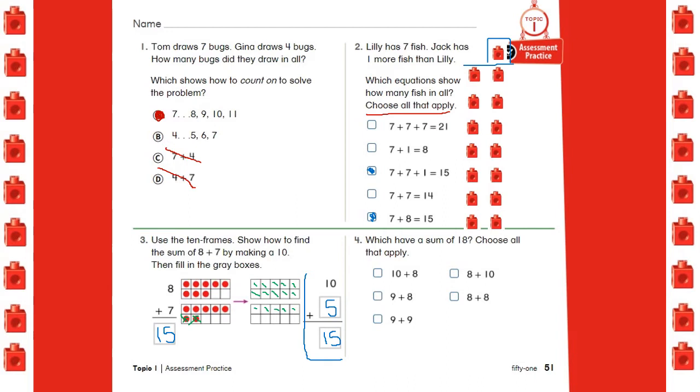Number 4, which have a sum of 18? And there it is again. Choose all that apply, which means you could have more than one correct answer. And in this case, you do, because 10 plus 8 has a sum of 18. 8 plus 10 has a sum of 18. There's your commutative property. And you've got a doubles fact. 9 plus 9 equals 18. Okay. Review this. If you have anything wrong, make sure you put the correct answers on there. Don't erase anything. Leave your original answers right there. Okay, let's move on.